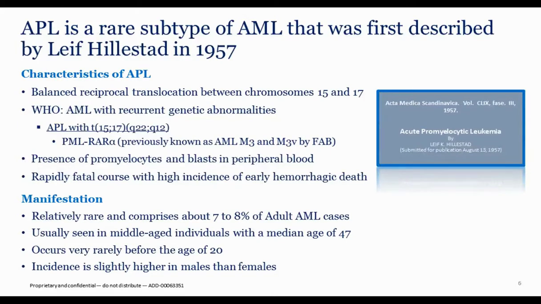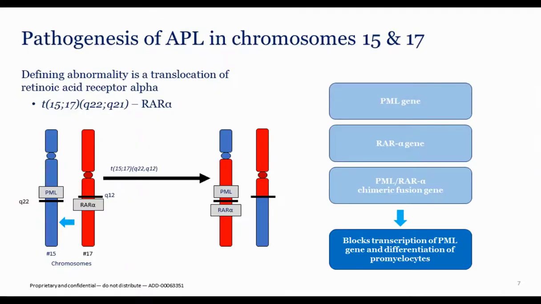In terms of some of the frequencies of APL, it's relatively rare, and it comprises about 7 to 8% of adult AML cases. It's usually seen in middle-aged individuals with a median age of 47, and it occurs very rarely before the age of 20. The incidence, again, is slightly higher in males than in females.